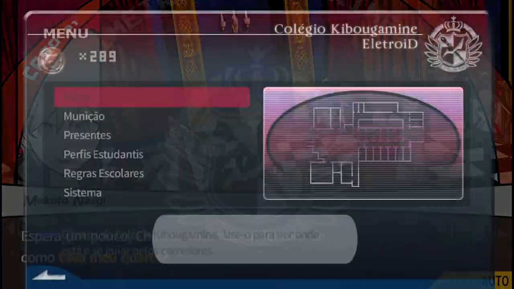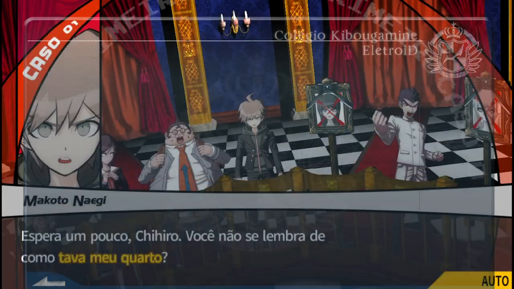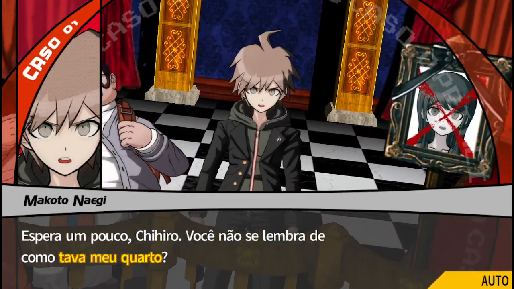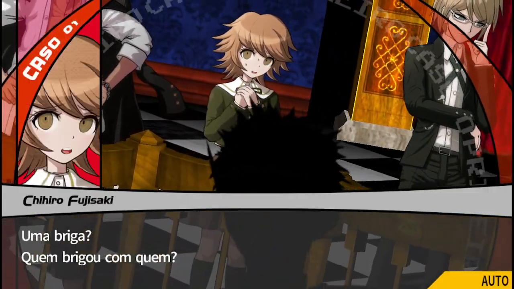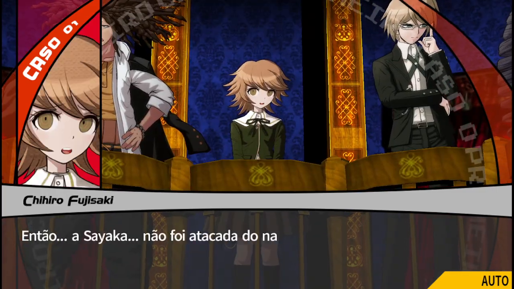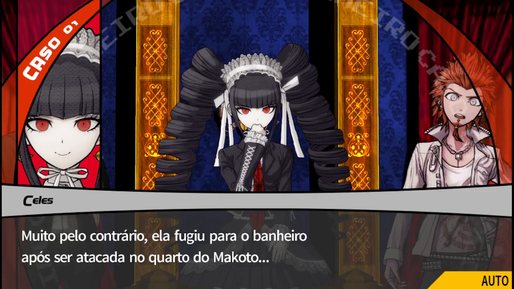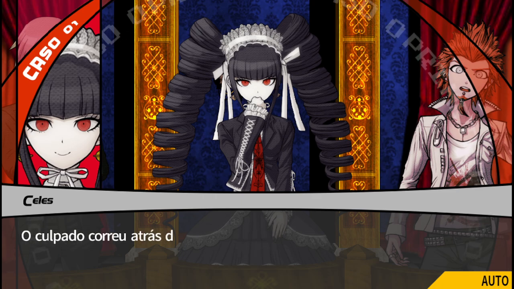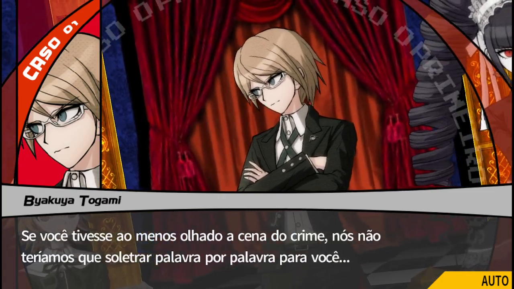Just a second, Chihiro. With the way things had been damaged, I think we can definitely assume there was a struggle. A struggle? Between who and who? Between Sayaka and the killer, of course. So you're saying Sayaka wasn't caught by surprise in the bathroom? She must have been attacked in the main room first. Then she ran to the bathroom to try and hide. The killer followed her in, and that's where they finished the job. That much should have been obvious after taking one look at the scene. It shouldn't even need explaining.